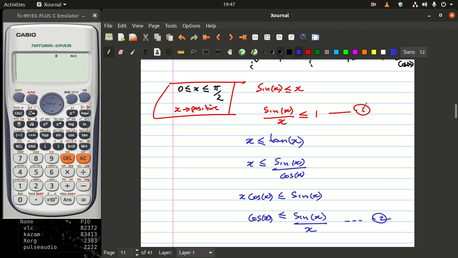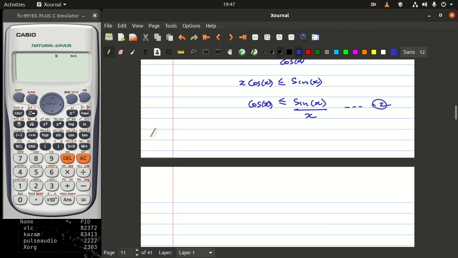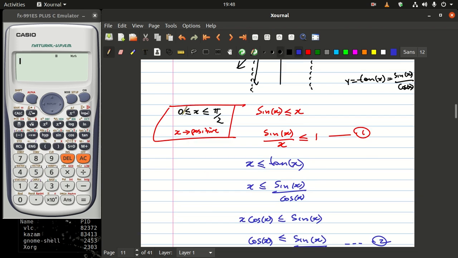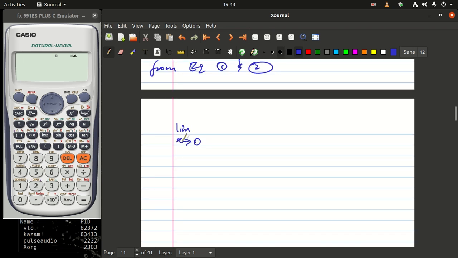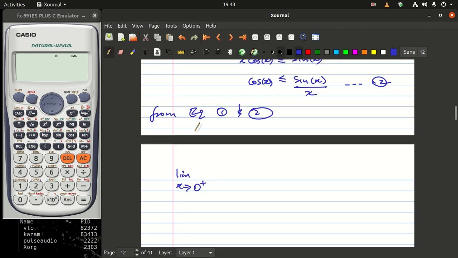Now, I am going to combine equation 1 and equation 2. This is what we are having. The limit as x approaches 0, of course, but now we are only considering from 0 up to pi over 2, only this positive side or on the right side of 0. So we need to have a plus here. This plus is saying on the right. And then this is what we're actually going to end up with. But let me first deal with this thing.